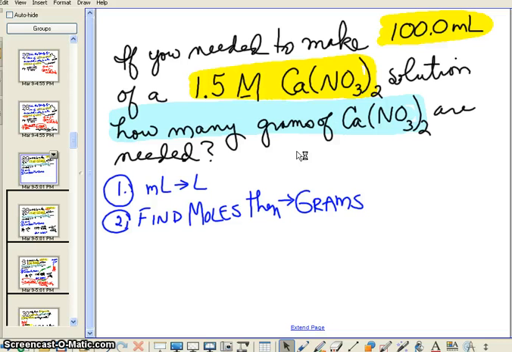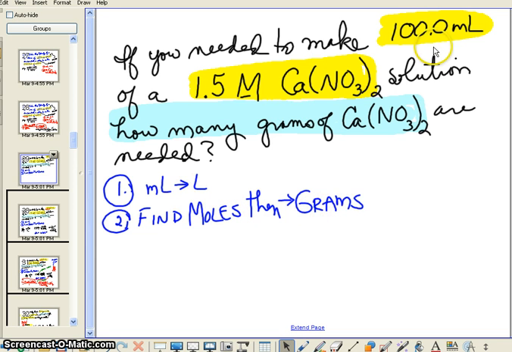When we need to make a solution for a lab, I have to figure out what volume I need for the lab and what concentration of this solution I need to prepare. So first I have to recognize that I have to convert milliliters to liters, and then I have to find the moles before I can find the grams.